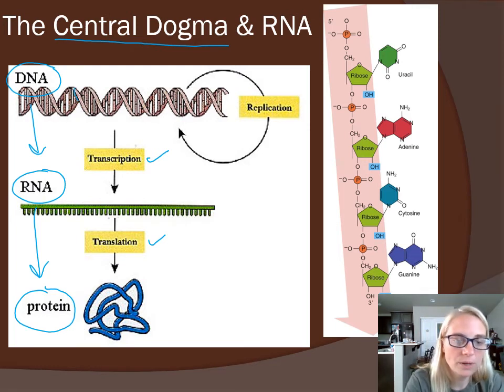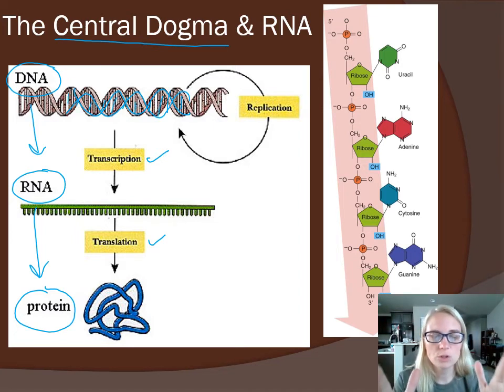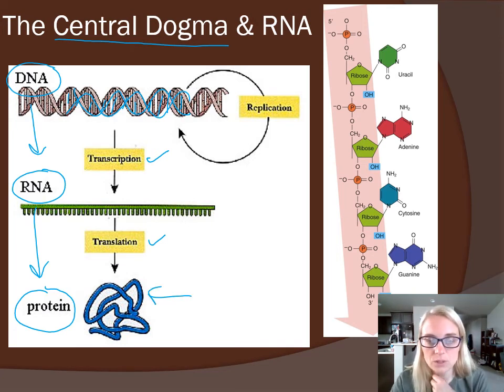So again, here's my gene. I'm just going to highlight it with the blue. So let's say that is the sequence of DNA that when transcribed will make a short little piece of RNA. And then when translated, that short little piece of RNA will make a functional protein. That's your product. Okay. So what is RNA and how is it compared to DNA?